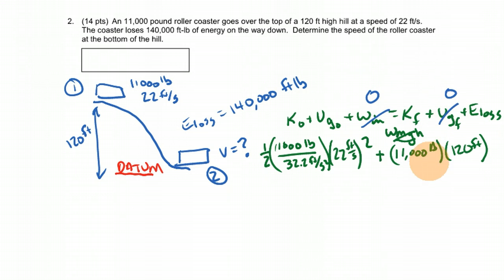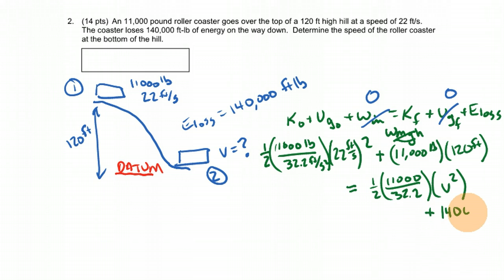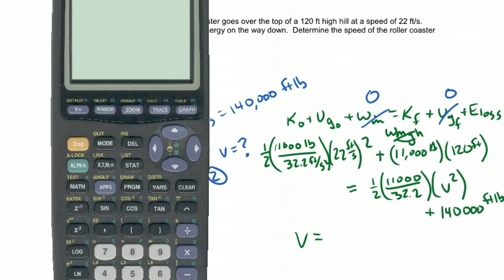Okay, and the final gravitational is 0 based on my datum. So finishing this off, that's going to be equal to our final kinetic energy, 1/2 times 11,000 over 32.2. I'm going to be lazy and not write units here. V squared, that's what we're looking for, plus 140,000 foot-pounds. Alright, so this is my equation. I can solve it. Let's plug that into our solver.